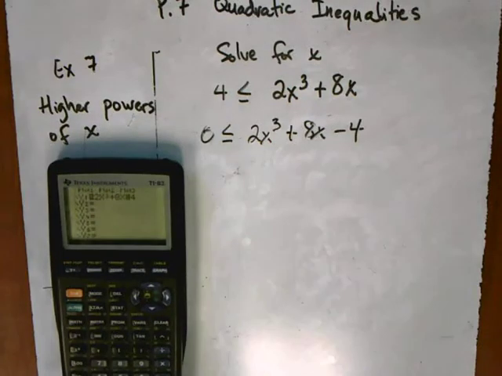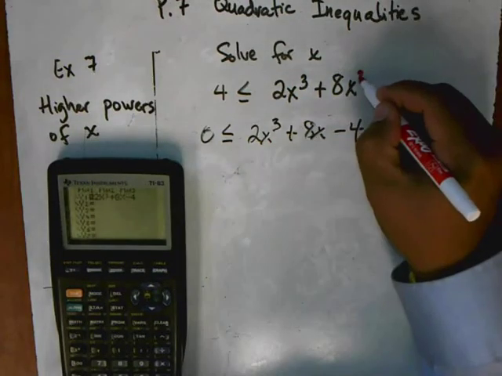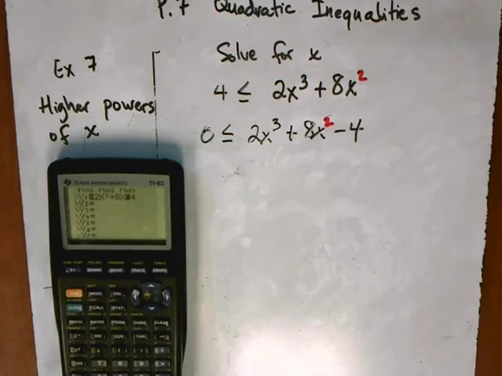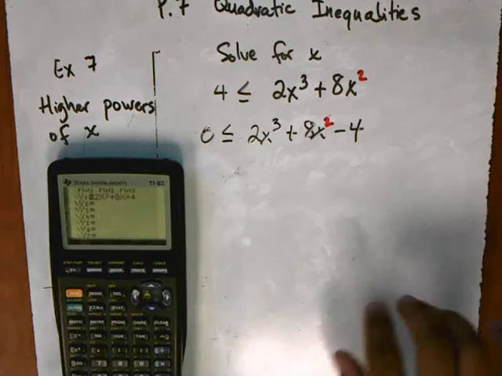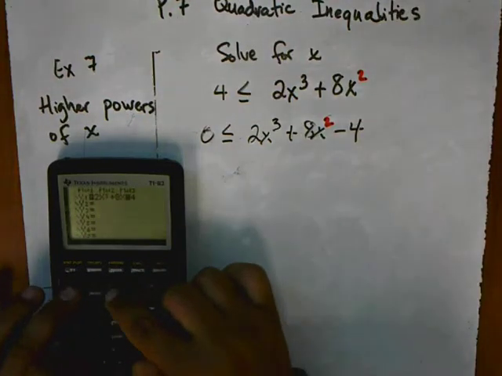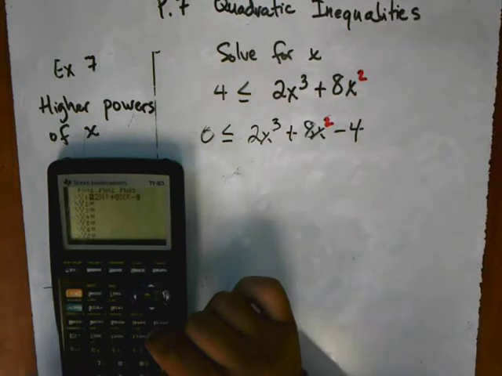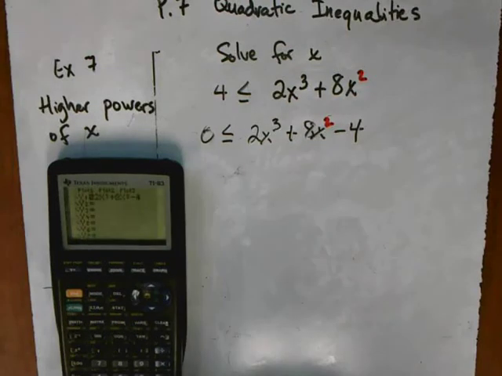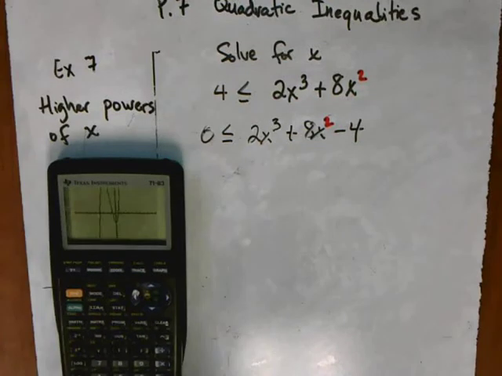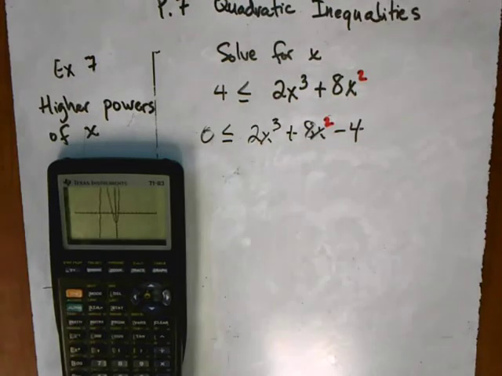Oh, you know what? I realized I made a mistake. I forgot a squared here. So this should have a square, and this should have a square. That was the original problem; it should have had a square in there from the very beginning. So I'm not doing anything special here, I'm just correcting the original problem. Let me correct it in my calculator as well. So it should be 2x to the third plus 8x squared minus 4. And then we can graph it with the standard window. Okay, so that's roughly what it looks like.